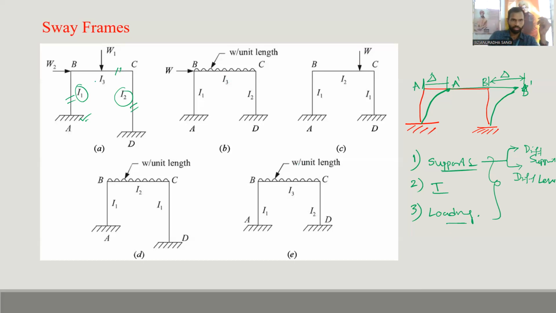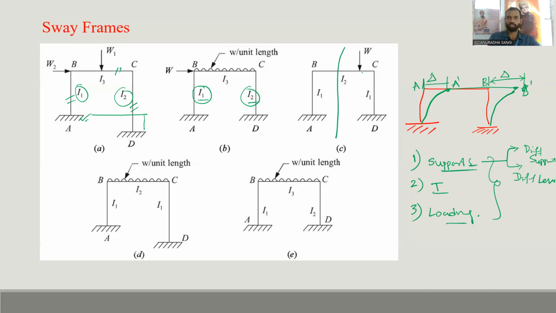Okay, so let us see. In the first given figure, supports are at different levels, so we can directly say that this is a sway frame. Coming to the second figure, the moments of inertia of the columns are different. The moment of inertia of column 1 is I, and of column 2 is I2. So this is a sway frame. You can directly say that.